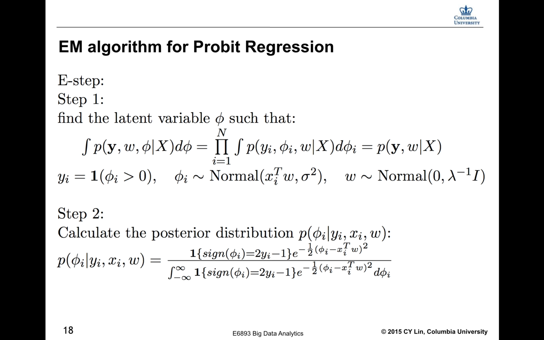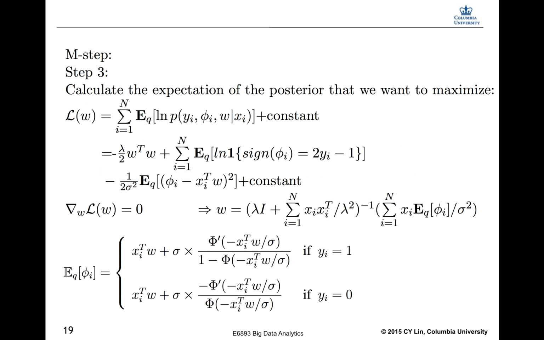Here's the EM algorithm for probit regression. In the first step, we still find the latent variable. And in the second step, we calculate the posterior distribution instead of the likelihood, which is slightly different from the previous EM algorithm. Here's the result for the calculation of the parameters.